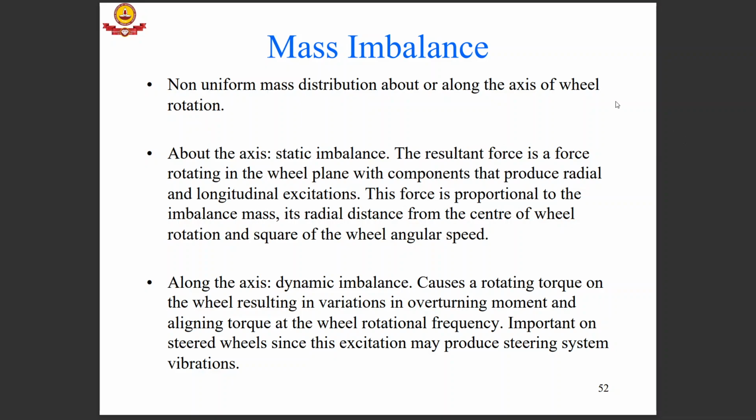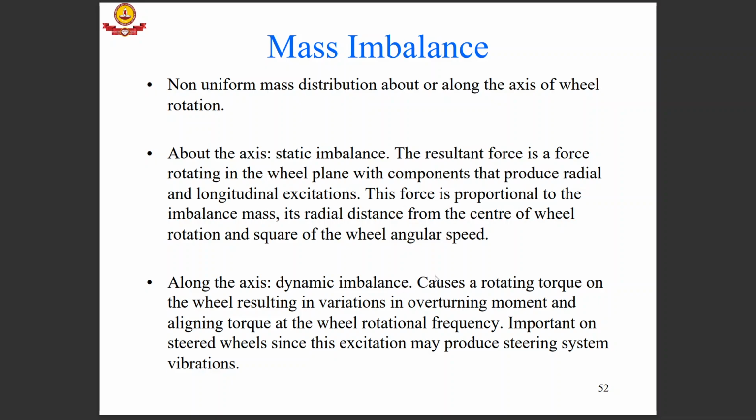The mass imbalance occurs when there is non-uniform mass distribution about the axis of the wheel rotation. If there is imbalance about the axis, there is static imbalance, which produces a force which produces radial and longitudinal excitations. These imbalances can be taken care of during wheel balancing.